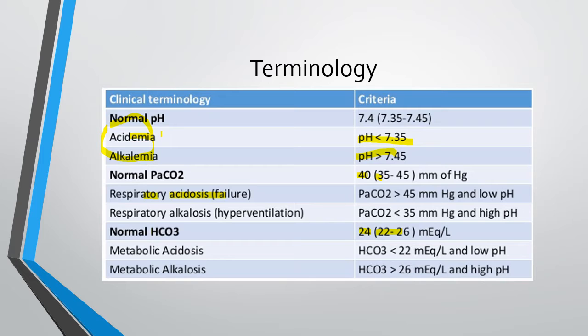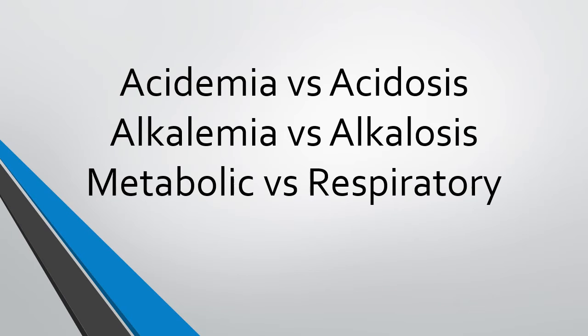So what is metabolic acidosis now? Metabolic acidosis is when the bicarbonate level is below 22 and the pH is decreased. Metabolic alkalosis, vice versa, is when the bicarbonate level increases, that is above 26, and the pH increases. Now I've covered these points: acidemia versus acidosis, alkalemia versus alkalosis, and metabolic versus respiratory. These are basic concepts that I expect every one of you to have understood before going to the next part of the video.